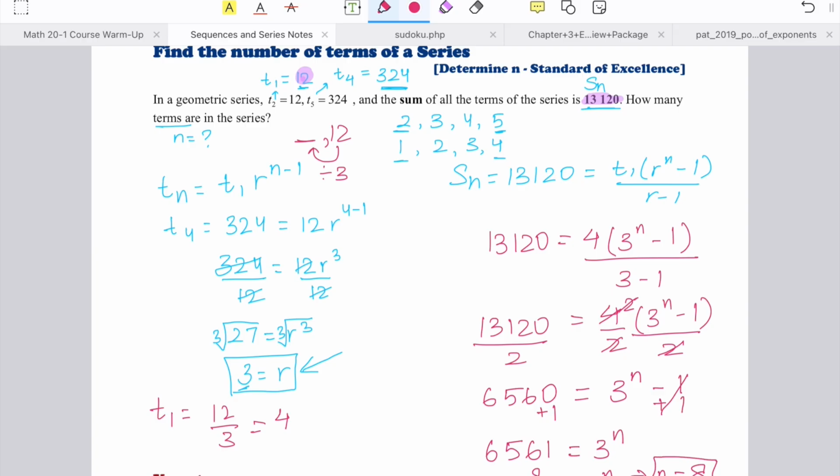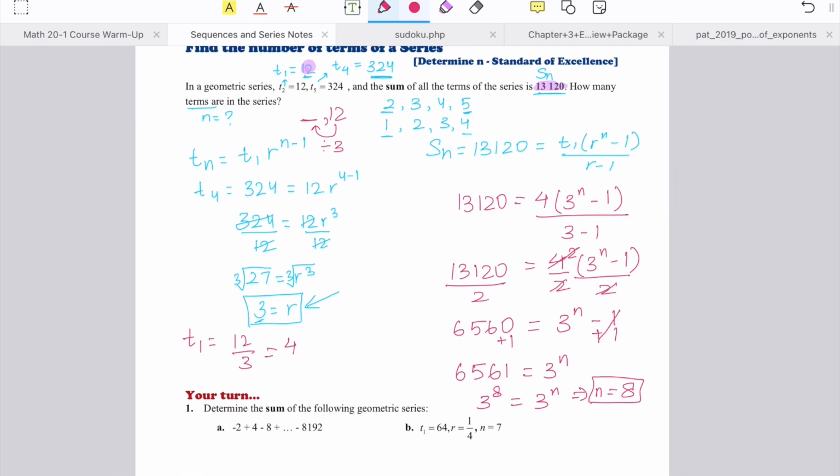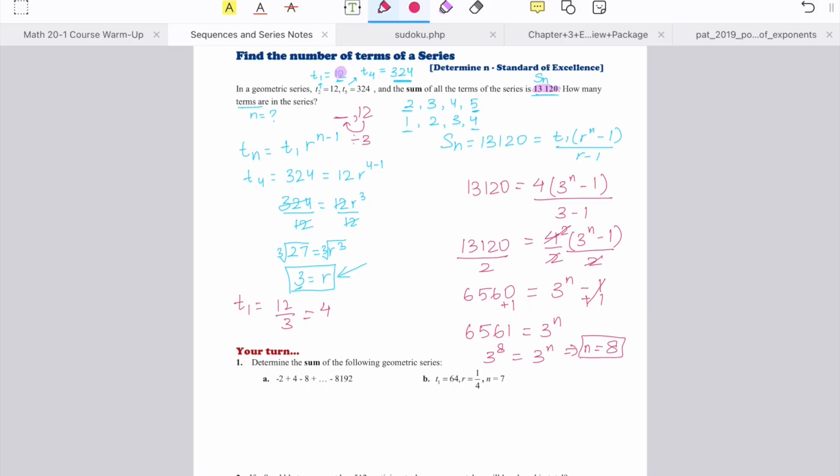You'll just have to assume and try again to figure out what 3 to the power of what will be 6,561. Questions?